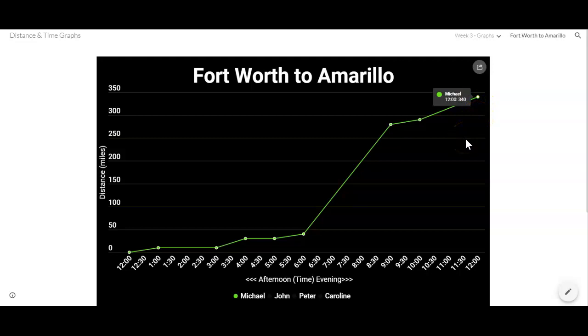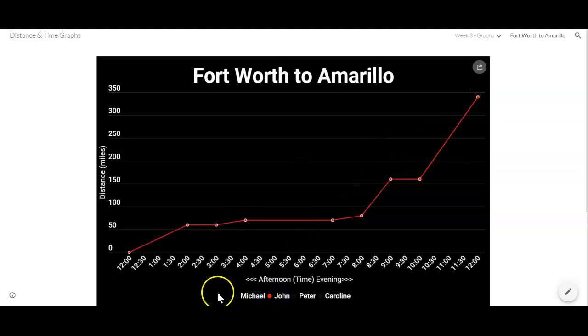So that is how you complete the chart, and that's how you use a graph. And again, when you're done with Michael, just click on John, hide Michael, and you've got that line there. So good luck.